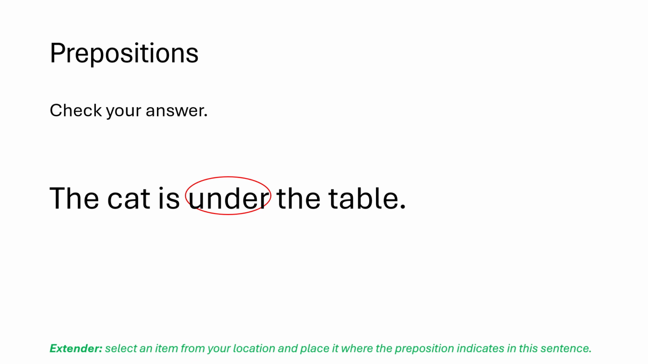Check your answer. The cat is under the table. The preposition is under. There is an extender for anybody who would like a challenge. Select an item from your location and place it where the preposition indicates in this sentence.